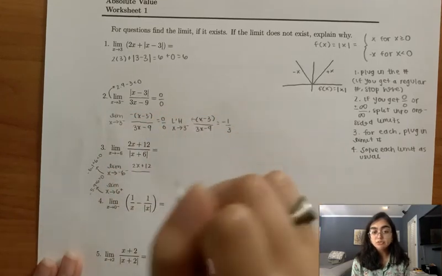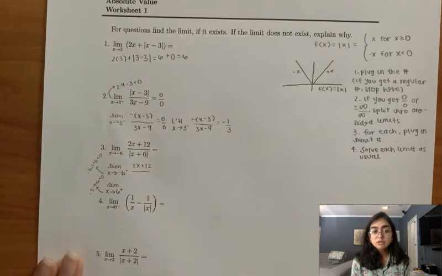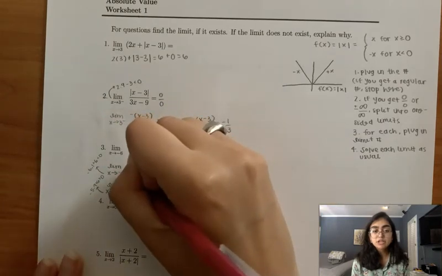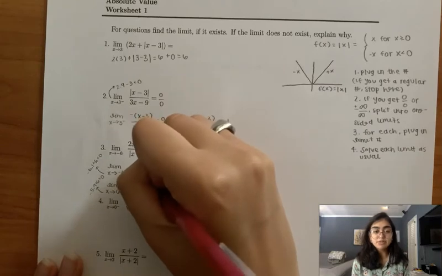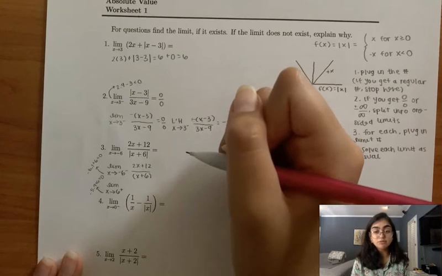So when we actually write that, when we change the absolute value bars around the x plus 6 to parentheses, we get to put a negative in front of it for the first limit.